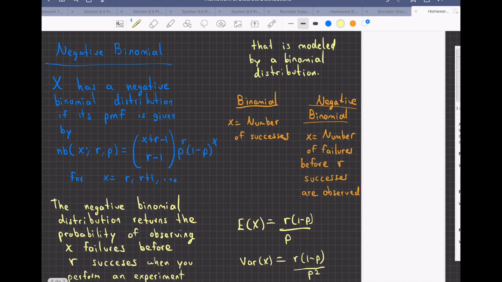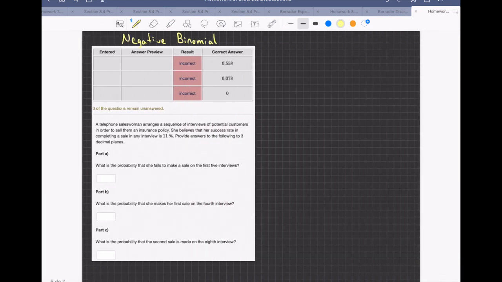So let's see one example of negative binomial from WebWork. It says a telephone saleswoman arranges a sequence of interviews of potential customers in order to sell them an insurance policy. She believes that her success rate in completing a sale in an interview is 11%. Provide answers to the following to 3 decimal places. Part A. What is the probability that she fails to make a sale on the first interview?